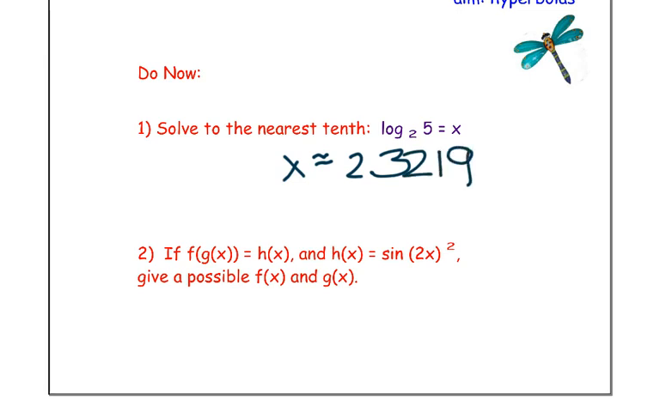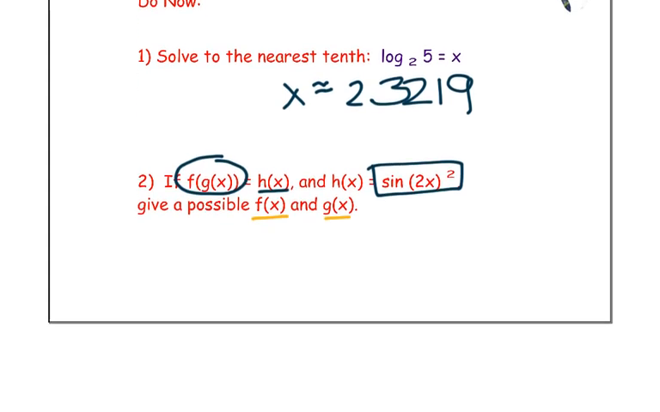Okay, for the second one, we have f of g of x, so a composition of functions. And after you do that composition, you should end up with h of x, and the h of x should be this. So they're saying, what is a possible f of x and g of x that we could use? So there's multiple answers here. Let's just do what I think might be the most common for you guys.